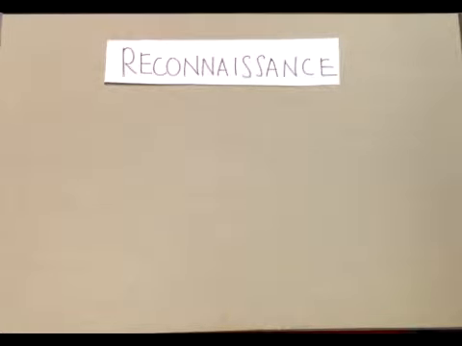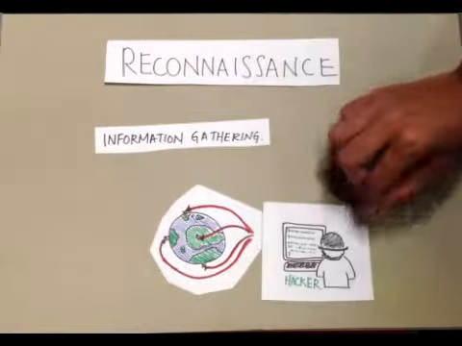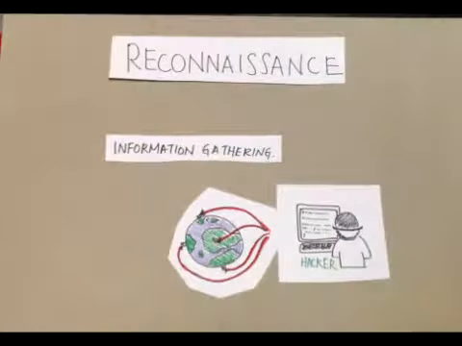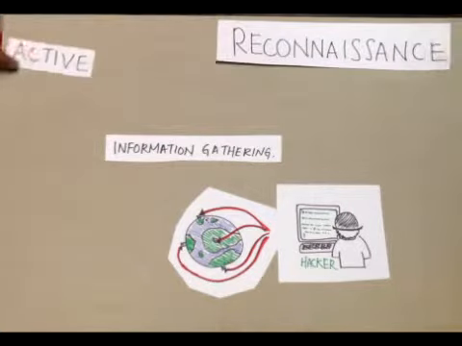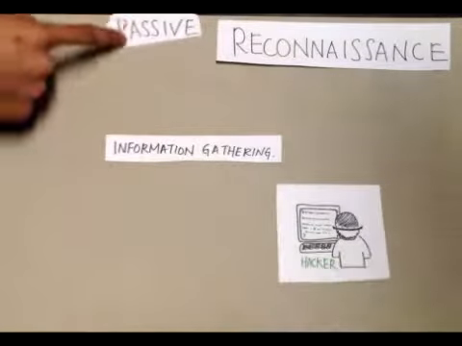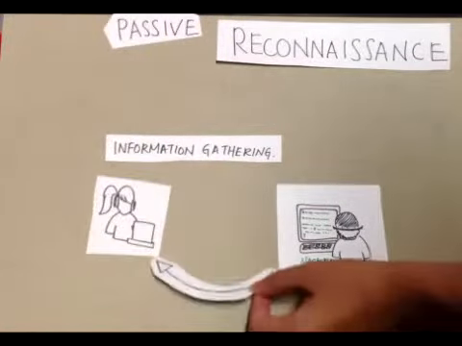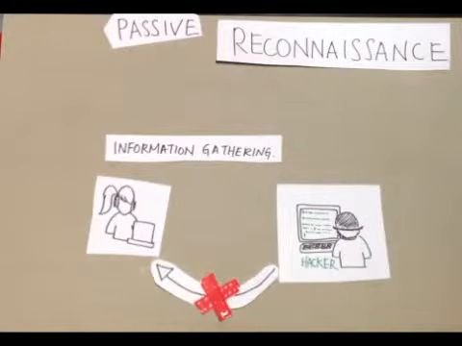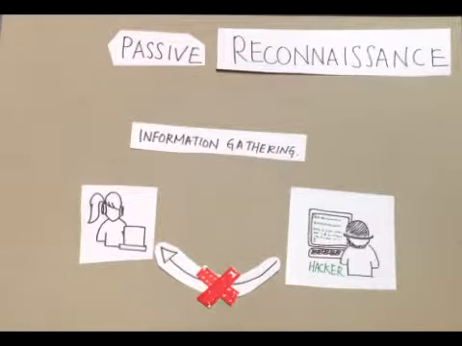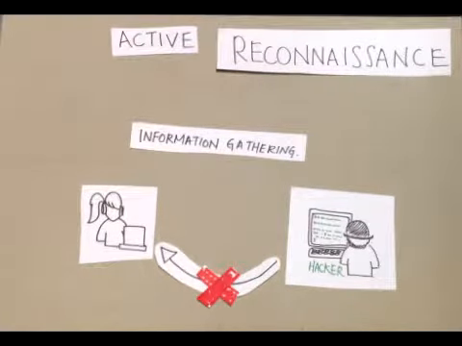Reconnaissance is the most important stage of an attack. It gathers information from public sources to learn more about the target. There are also 2 types of reconnaissance: active reconnaissance and passive reconnaissance. Passive reconnaissance is to gather information without contacting the target directly. Active reconnaissance is to gather more information by probing into the target's network.